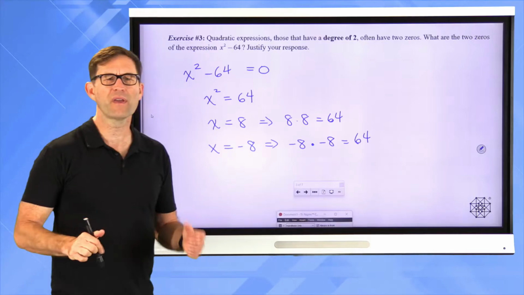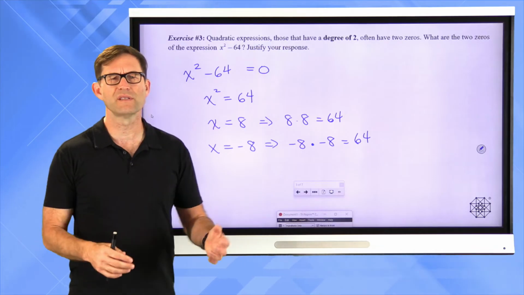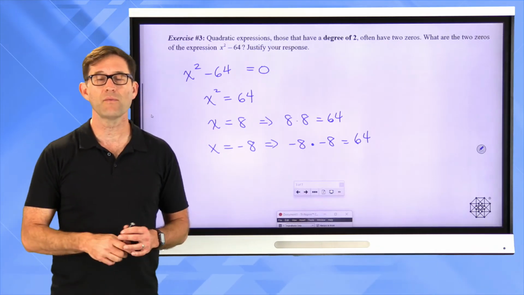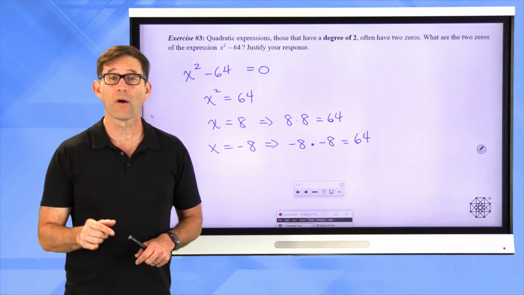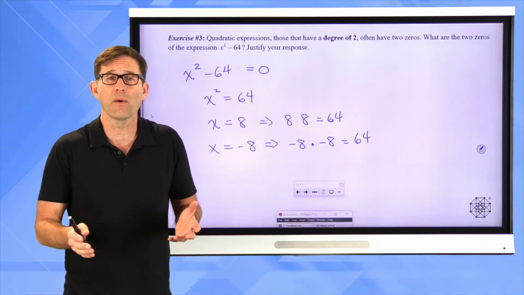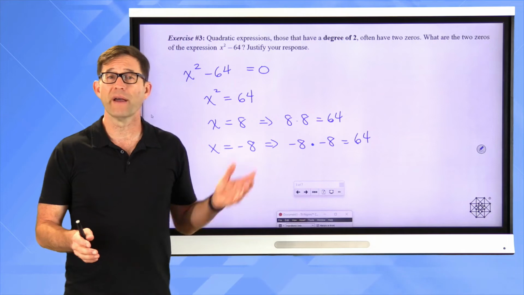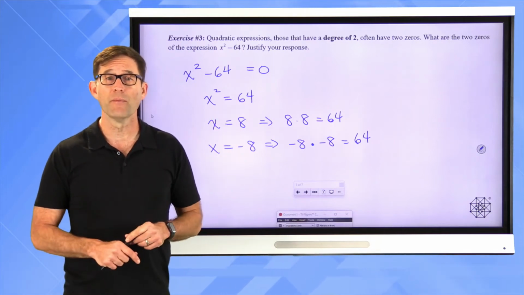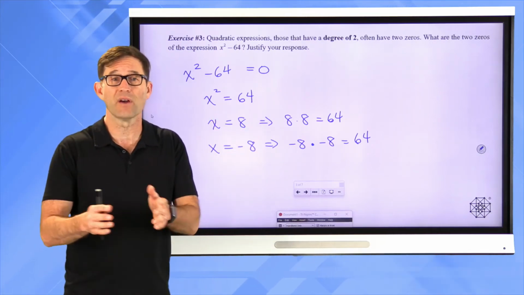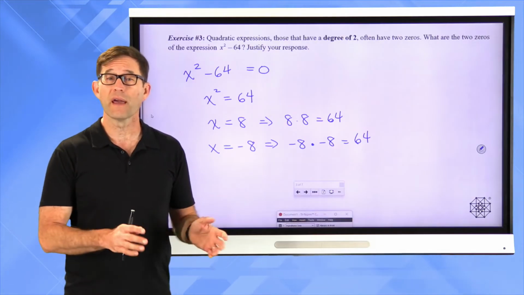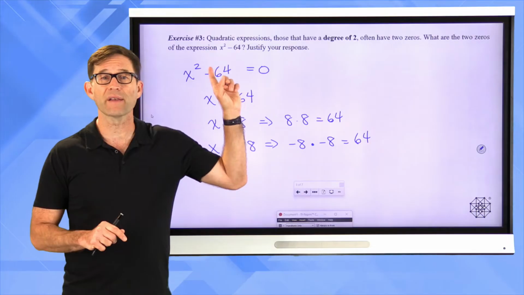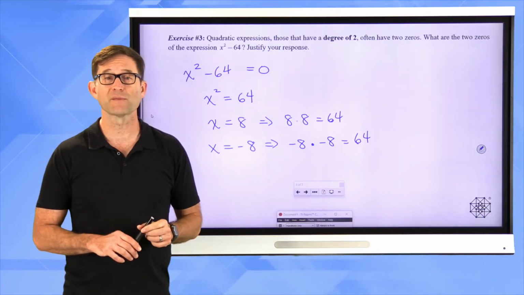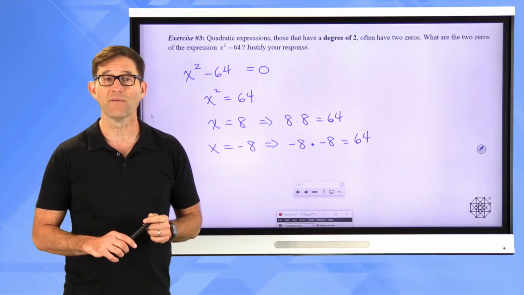All right, now you might be thinking, because the square root of 64 is both positive and negative 8, and we'll get into some square root work in the next lesson. But for right now, I just want to be thinking about this. Okay, well, what can I multiply by itself? That's what it means to square a number. To get 64, well, 8 times 8 gives me 64, and negative 8 times negative 8 gives me 64. So the two zeros of x squared minus 64, that expression, are 8 and negative 8.